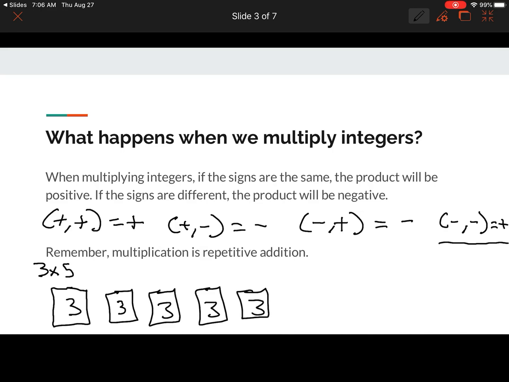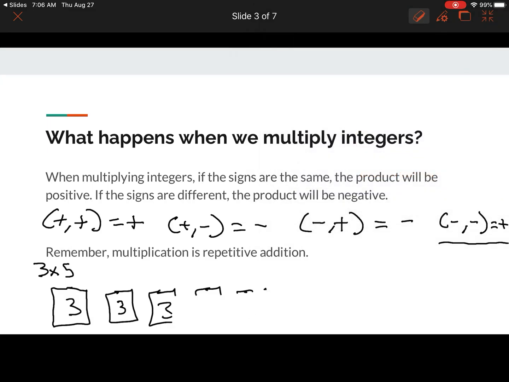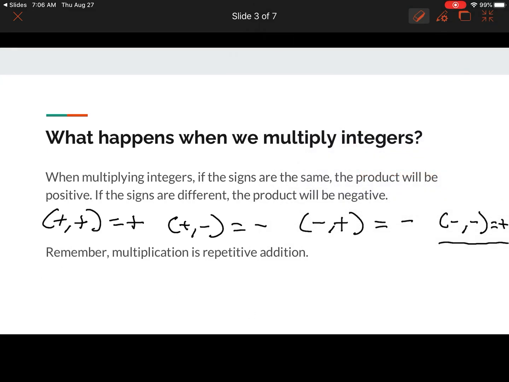All right, so we break it down like this. Well, let's notice that these are all positive numbers, right? So there's no way that we could get a negative number from that. So that would make sense as to why 2 positive numbers would equal a positive number.